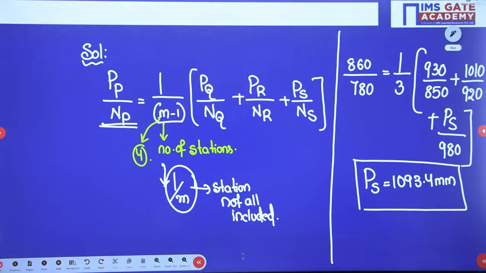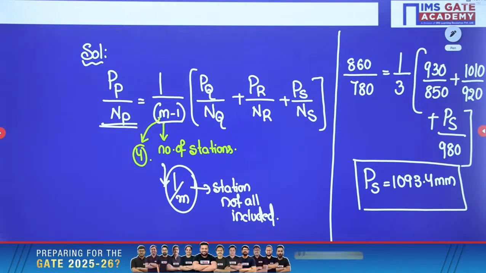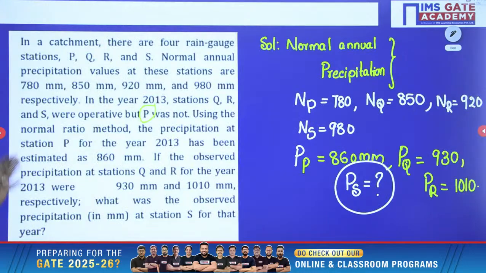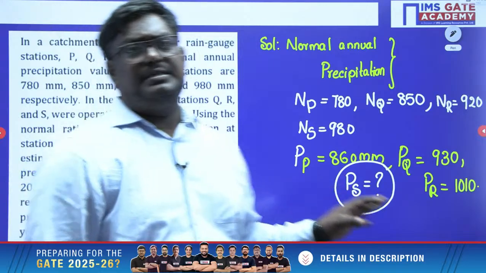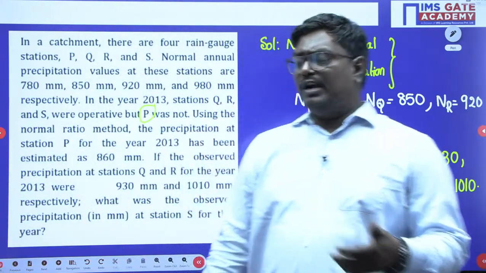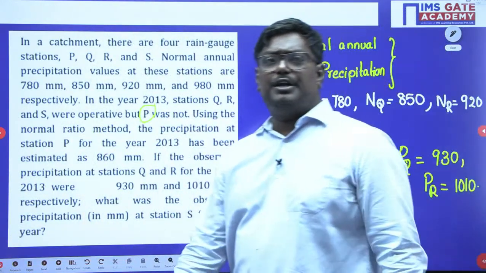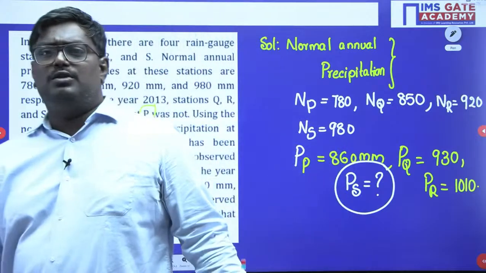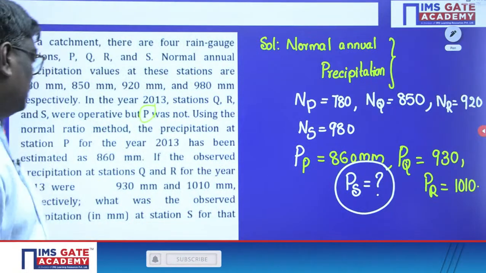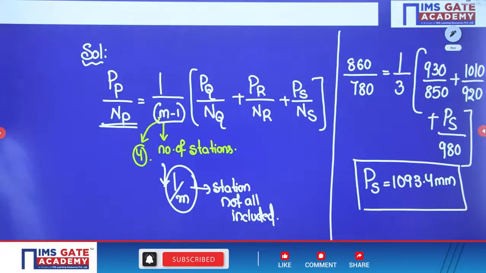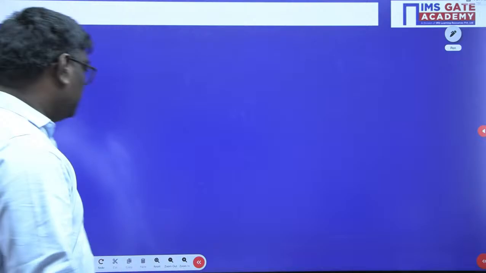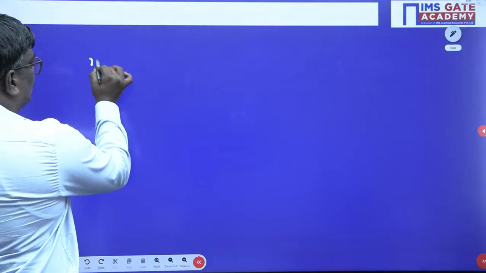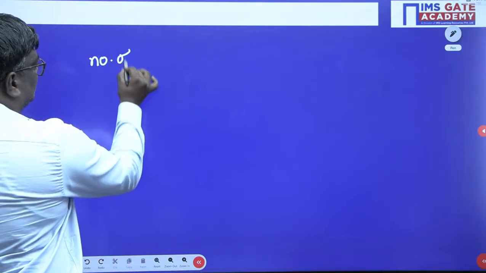Any doubts in this? Sir, see in this question, this is a normal ratio method, or we can say missing station. So, how to find the missing station is using the normal ratio method. Using this formula, you can solve the problem. I hope you are clear. And similarly, my dear students, there is one more concept, how to find out the number of rain gauges.